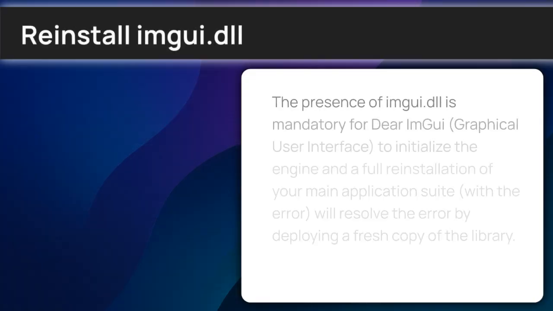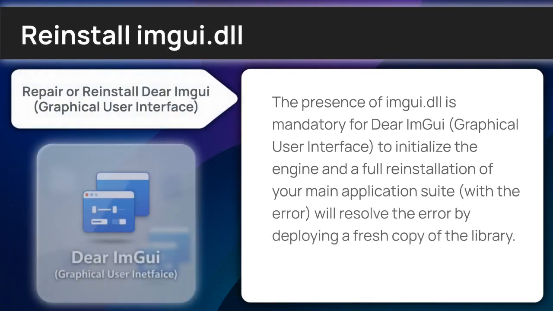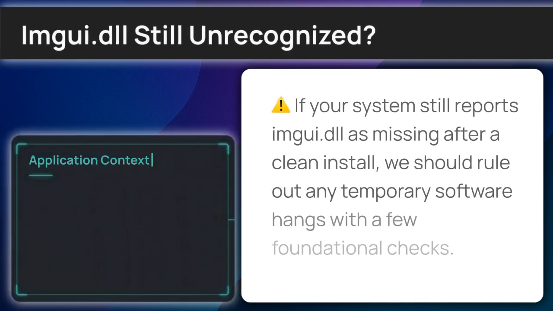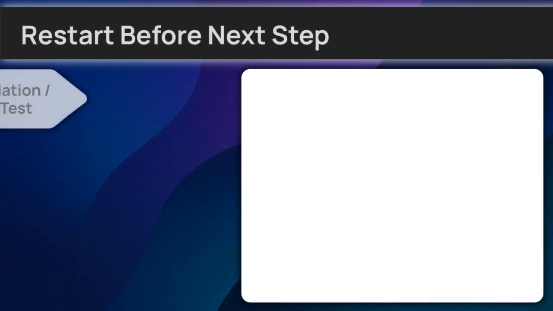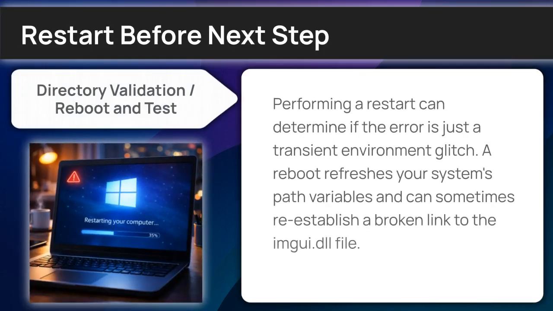The presence of the immediate mode Graphical User Interface DLL is mandatory for Dear ImGui to initialize the engine, and a full reinstallation of your main application suite with the error will resolve the error by deploying a fresh copy of the library. In the event the error remains visible, it indicates we need to verify the environment's ability to register new shared resources. Performing a restart can determine if the error is just a transient environment glitch.